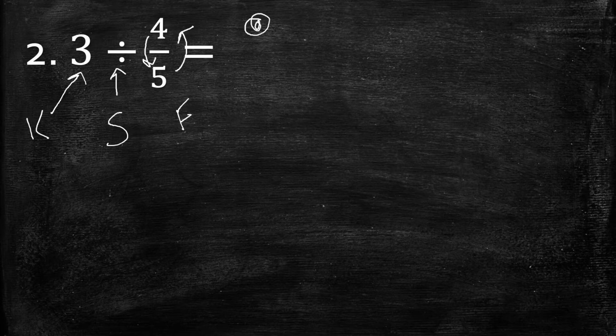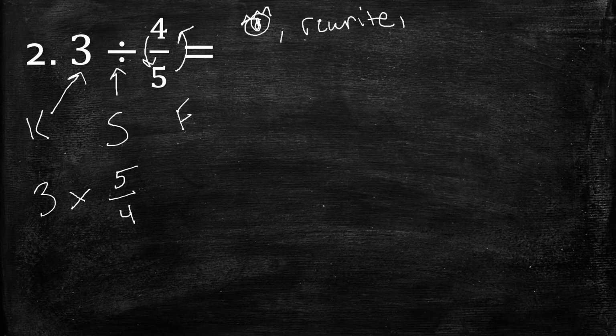So we looked at it. Now we need to rewrite it. So rewriting it, I can rewrite it as 3 multiplied by 5/4. So now we can just go into solving it. So to solve it, I know that our whole number doesn't have a denominator, so we can just add it, so that way we can just multiply it across. So it would be 3/1, or 3 wholes, or 3 for our whole number.